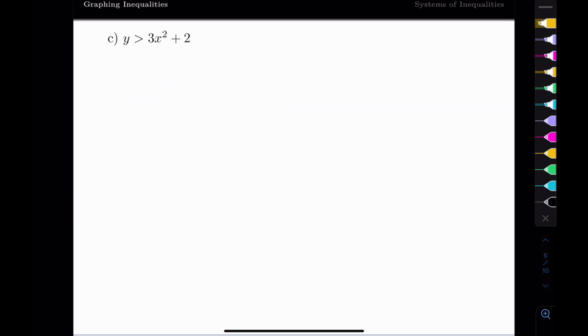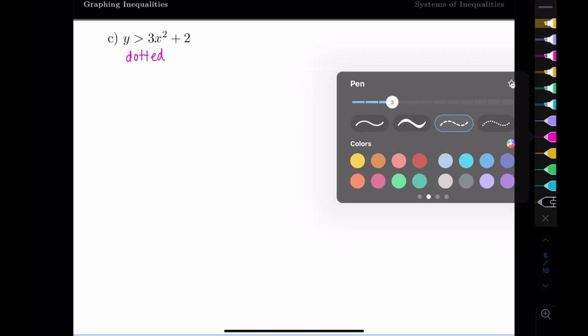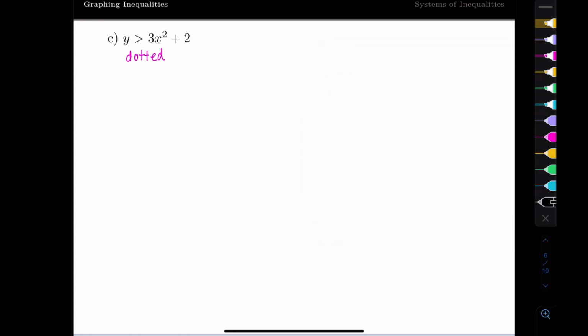So let's try one last one. We're going to graph y is greater than 3x squared plus 2. So because we have a strict inequality, we're going to use a dotted or dashed line again. So let's change our tool to that. And what I want to graph is y equals 3x squared plus 2.